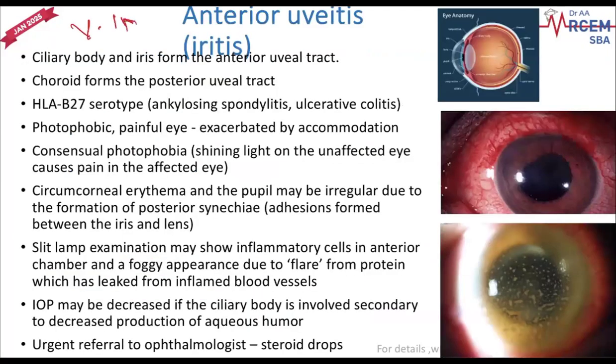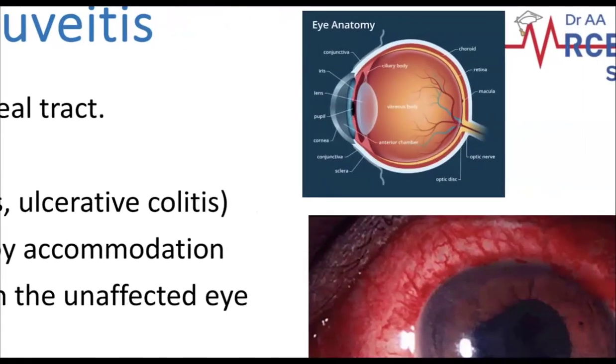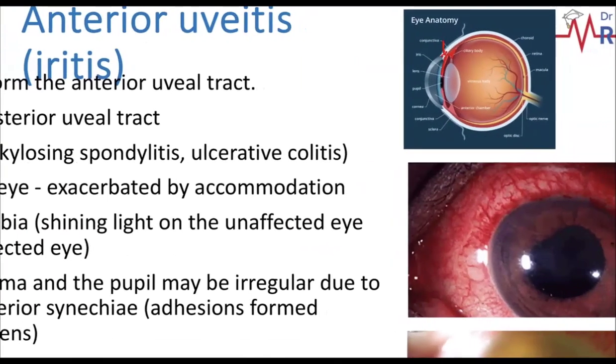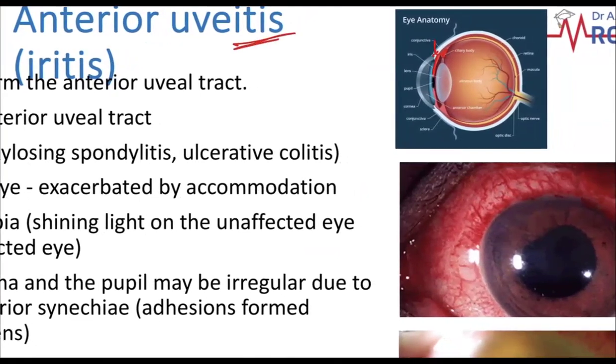Anterior uveitis, very important. Every exam, every diet, they have a question appearing from anterior uveitis. Again, just to recap, what is anterior uveitis? The iris, this is the iris part, and this is the ciliary part. Combined together, it is known as the anterior uvea. Inflammation of the anterior uvea is known as anterior uveitis.